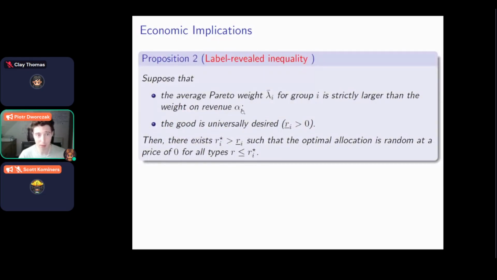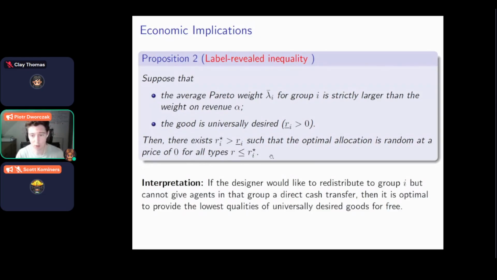If, in fact, you cannot give a lump sum payment, so the average weight lambda I is strictly larger than the weight of revenue, and the good is universally desired, then you want to allocate the lowest qualities for free in a random fashion, by definition of this screening problem, to the agents with the lowest willingness to pay. So under these circumstances, you're basically providing the lowest quality goods for free, using some sort of rationing scheme. Of course, this doesn't rule out the case that you might still be using prices for higher qualities. This is just saying you're allocating the lowest qualities using a lottery for free, but you might still charge prices for those higher qualities. Okay?